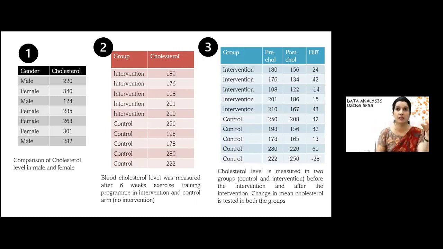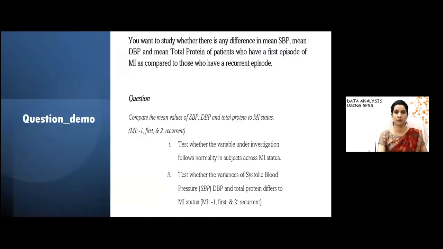Like you can see here, the intervention group is showing the pre-cholesterol, pre-intervention was 180 and post was 156. So you can see the difference. And similarly in the control, you can see the difference. If I want to check whether the mean difference of this group is significantly different from the mean difference of this group, then I may use the independent sample t-test. So these are the 3 study designs where the independent sample t-test is most commonly used.